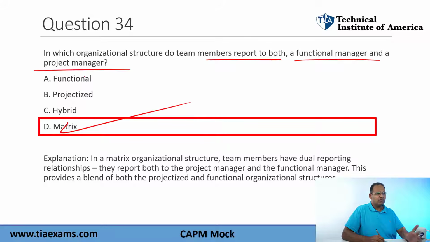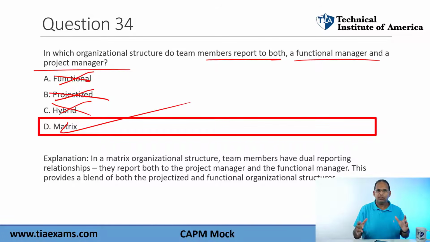So in a functional, they generally report just to that functional manager. Projectized, just a project manager. A hybrid is when you use 2 different structures within the same business, but people work for a particular department per se. So in a matrix organization, you have that weak, balanced, strong matrix. So like, for example, in a balanced matrix, team members are sometimes working with a PM, sometimes they're working with a functional manager on a particular project or on a particular operational task where they share resources. So a balanced matrix here would have been the best answer.